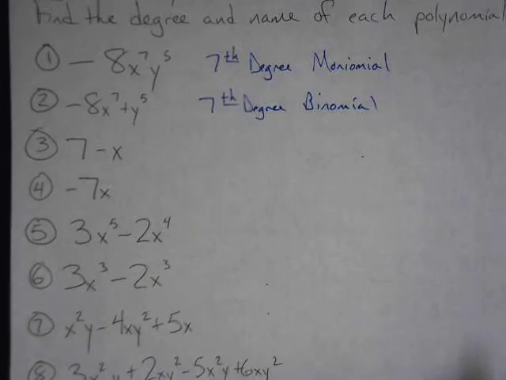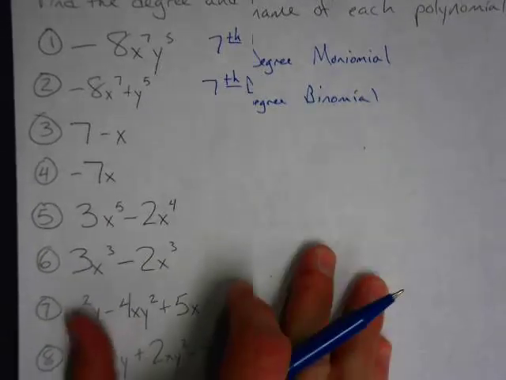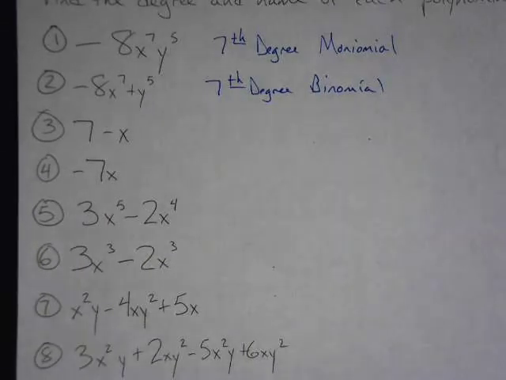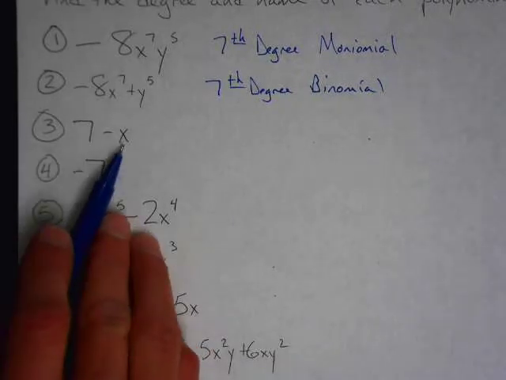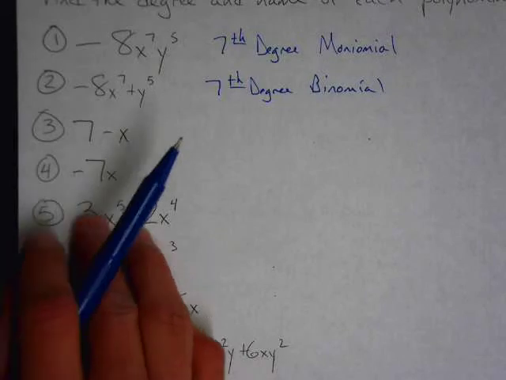That's what's happening here. So now number 3, this is where things get tricky. What's going on? Right? Well, we have this thing minus this thing. And then when we read it out loud, 7 minus x. Well, when we read it out loud, we just said minus, didn't we?